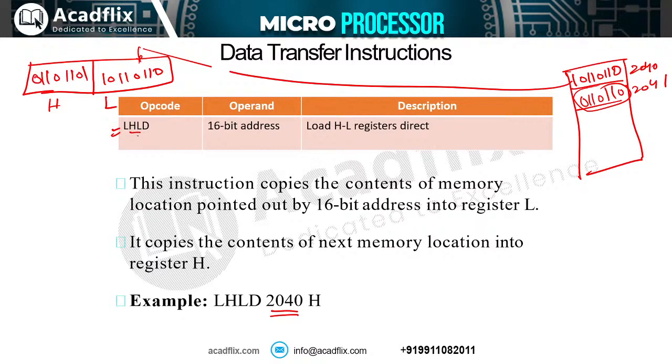This means that this instruction will read two memory locations. The first location will be 2040. The byte from this location will be copied to the register L. Then the data from the next location, 2041, will be copied to the register H. That is because we are loading 16-bit data, which means we are loading 2 bytes. The first byte will be at location 2040 and the next byte at 2041.